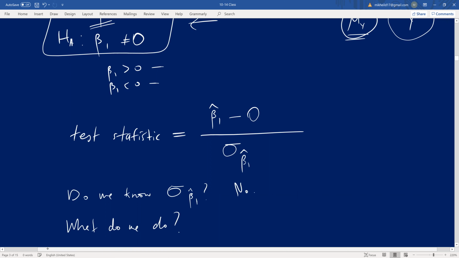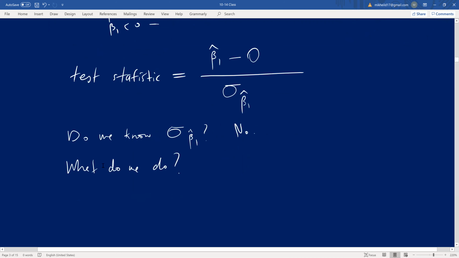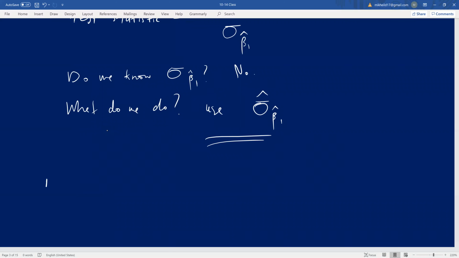Do we use the sample standard deviation? Absolutely right. So we will use sigma hat of beta hat 1 instead of sigma of beta hat 1. So then the test statistic becomes beta hat 1 minus 0 divided by sigma hat of beta hat 1.